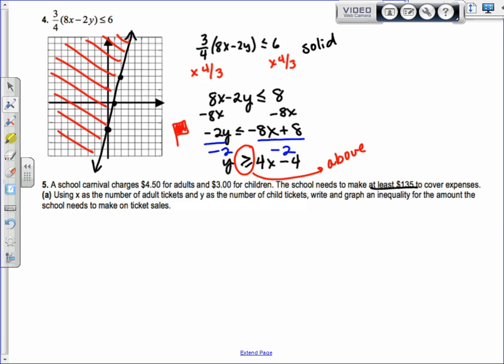Okay, so think about this. If each ticket is $4.50 for adults, let's say I sold 10 tickets. It'd be $45, right, that you make. Okay, so we don't know how many tickets we're selling, so we're selling X tickets. So we're going to have $4.50 times X. All right, but we're also selling child tickets, so we're going to have 3 times Y. And that's the total amount of money that you're bringing into the carnival. All right, this amount needs to be greater than or equal to 135.